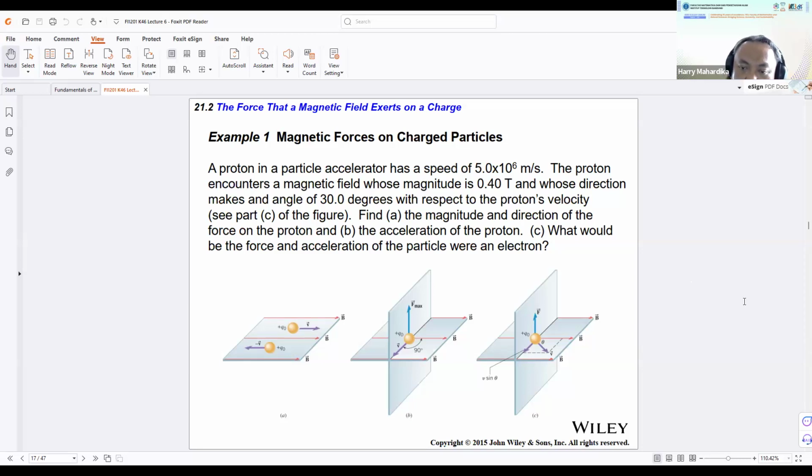So therefore, we need to move our hand, but still using the same principle where the thumb is the direction of v, and the index finger is pointing to the magnetic field direction, whereas the inside of our palm is the direction of the magnetic force. But this is true for a positive particle, where the outside is going to be more relevant to the negative one.